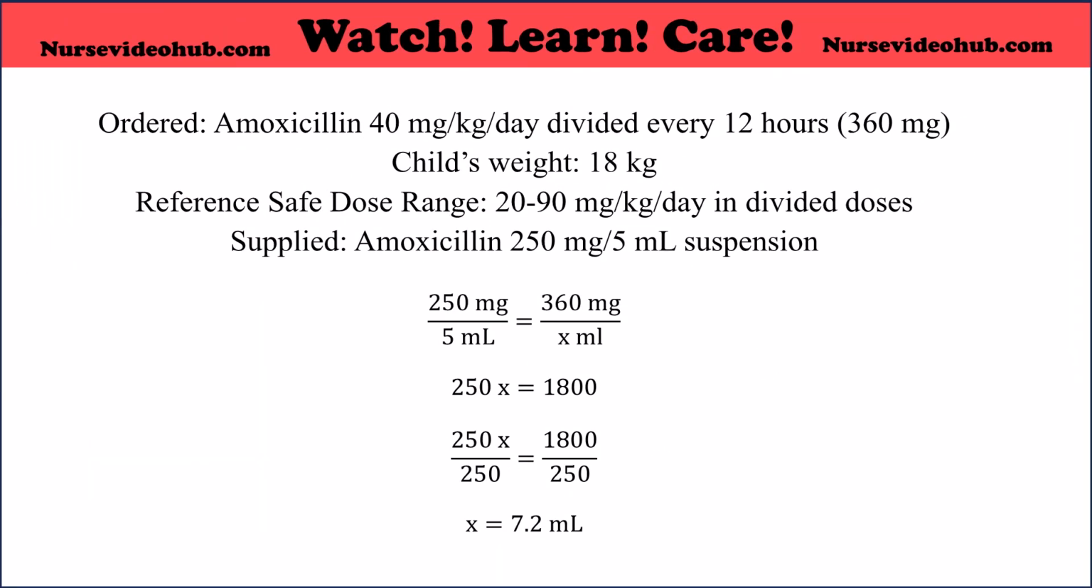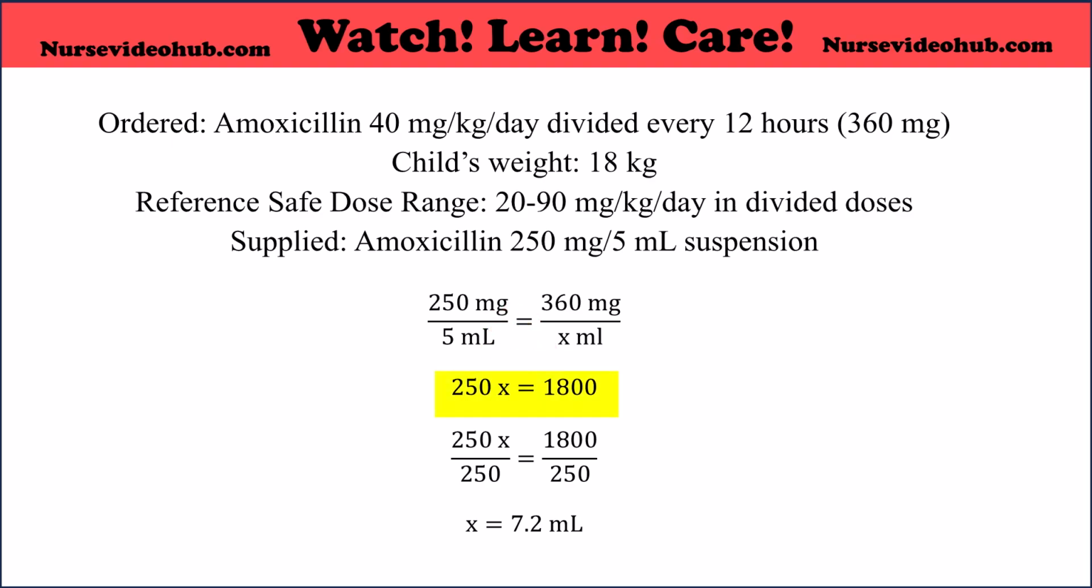Set up your proportion. The first ratio is the medication supplied, 250 milligrams per 5 milliliters. The second ratio is the desired dose, 360 milligrams per X milliliters. Solve for the number of milliliters by cross-multiplying 250 milligrams times X and 360 milligrams times 5.